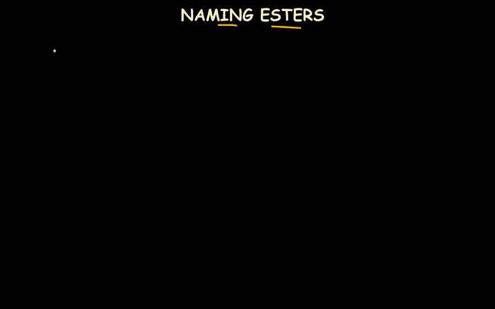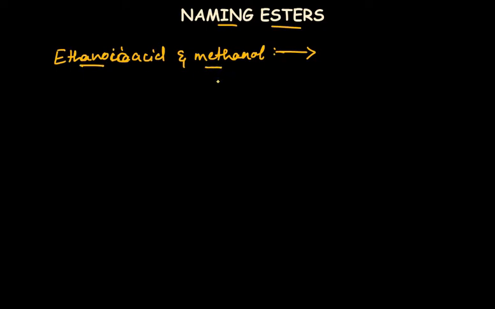Now when we say esters are made from a carboxylic acid, suppose ethanoic acid is used, and an alcohol, say methanol, is used. This is the acid and alcohol which we are using to make an ester. Then what will be the name? The name of this ester will depend on the type of acid and alcohol which we have used.